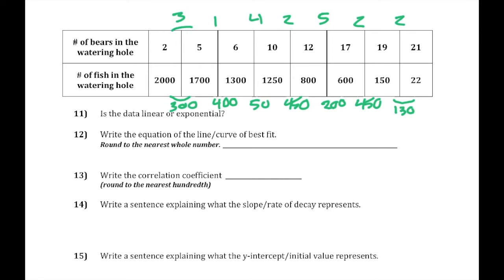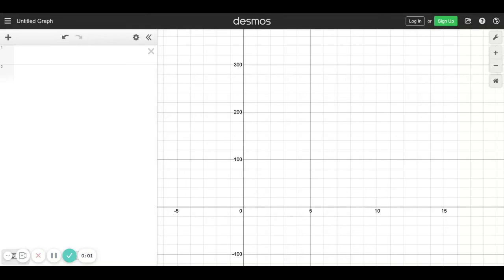And so I don't see a significant change in my y's versus the x's, where it's steadily growing to be a larger and larger change or smaller and smaller change. So I'm going to guess that this is going to be linear, and then we're going to use our Desmos.com calculator to double check. Okay, so I already deleted everything. I have a clean slate.